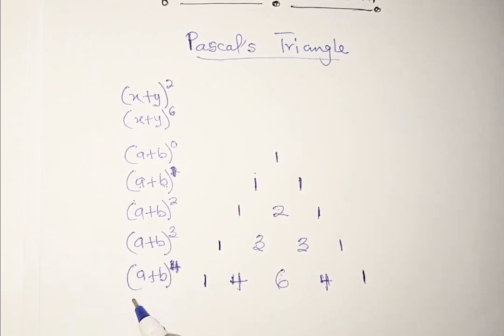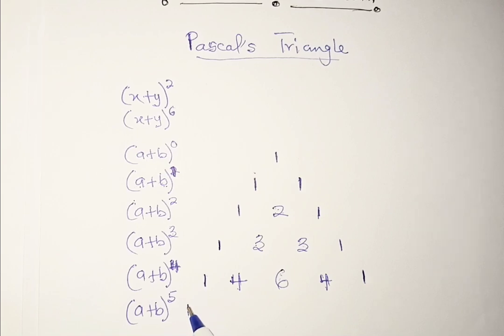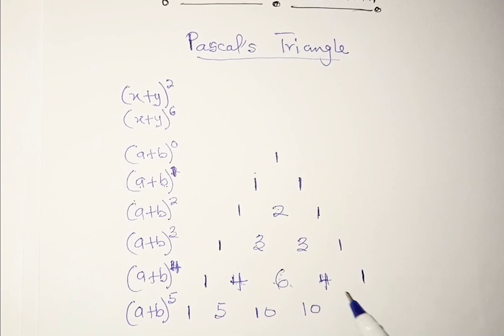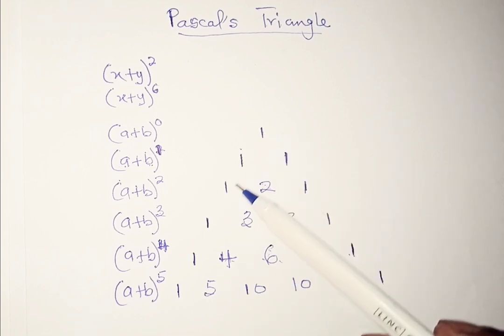Then let me add the last one, which is (a + b) exponent 5. So what is the first coefficient? It is 1. So I will add this to this. I'm getting 5. This to this, I'm getting 10. This to this, 10. This to this, 5. And then the last one is 1. So looking at it, you could see that it follows a pattern.